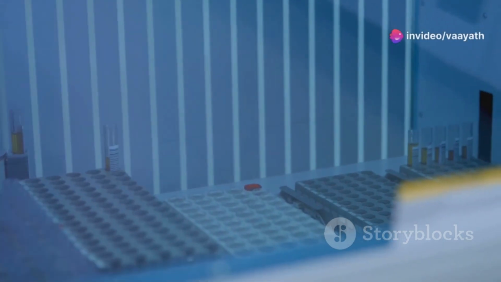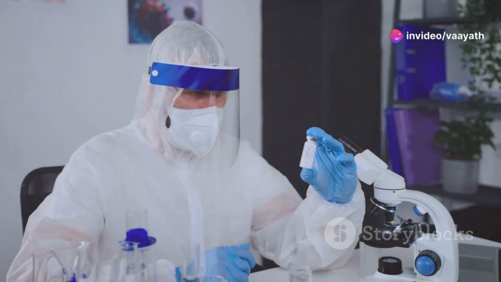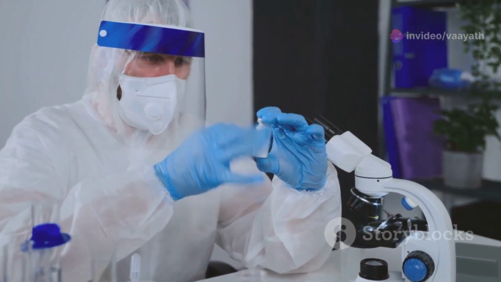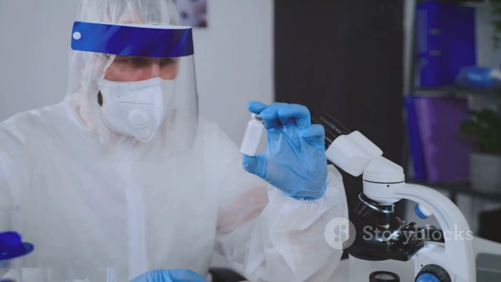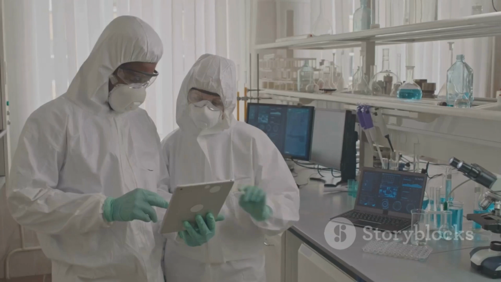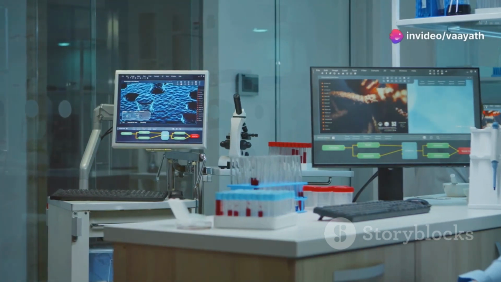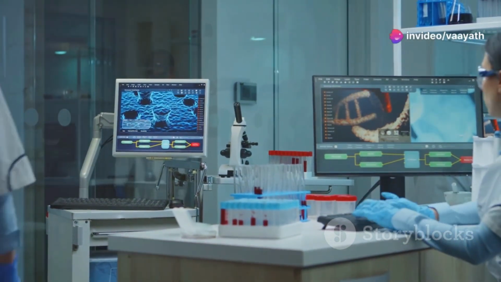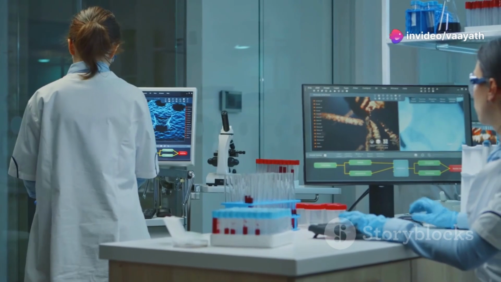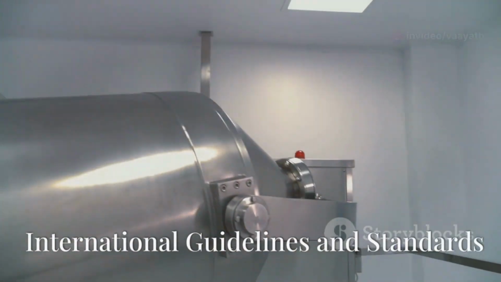The filled containers are then incubated at a specific temperature for a predetermined time, allowing any potential microbes to grow. During incubation, the containers are closely monitored for any signs of turbidity, indicating microbial growth. Finally, the results are carefully documented and analyzed. If no growth is observed, the process is considered validated, demonstrating its ability to produce sterile products.